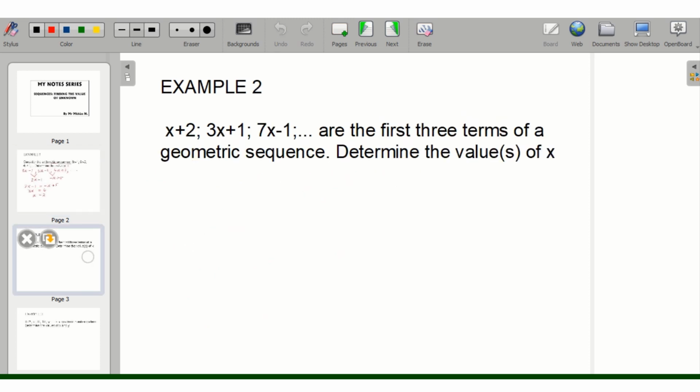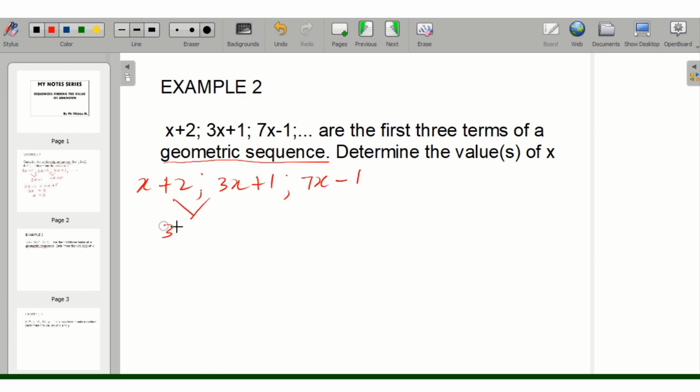Let us look at another example. So in this particular case, we are given x plus 2, 3x plus 1, 7x minus 1. And we are told that this is a geometric sequence. So what knowledge is that giving us? Well, it's telling us that we have a constant ratio. And so we'll just write it out like before. 3x plus 1, 7x minus 1.